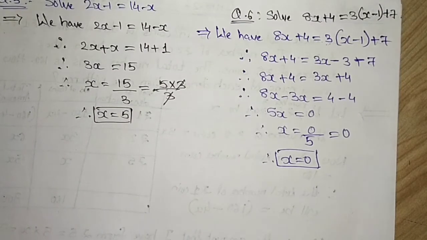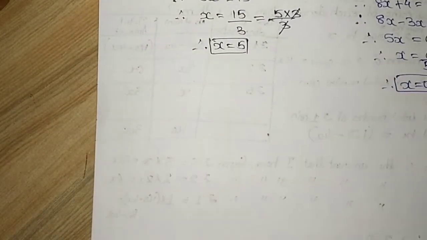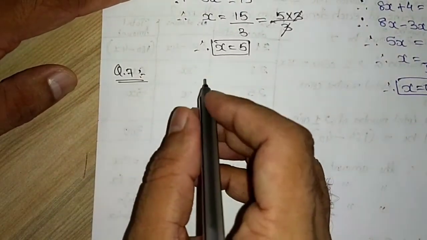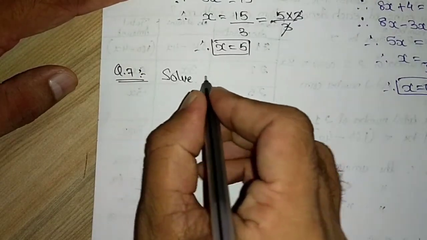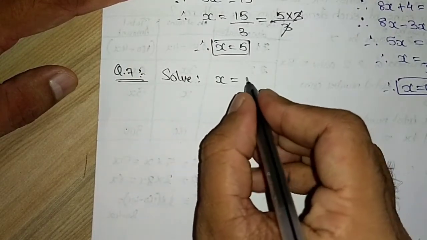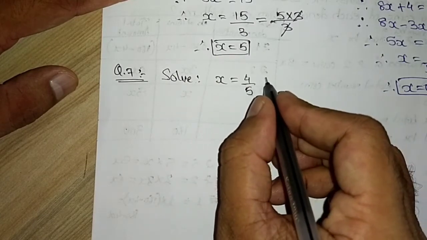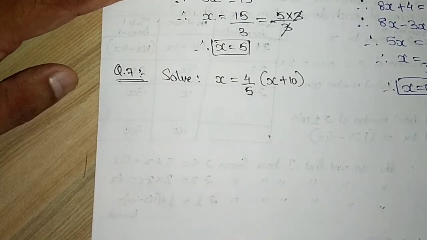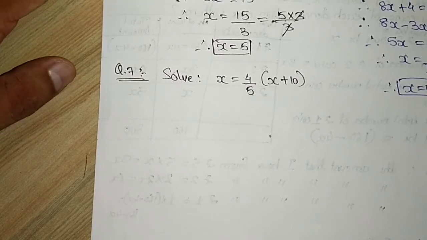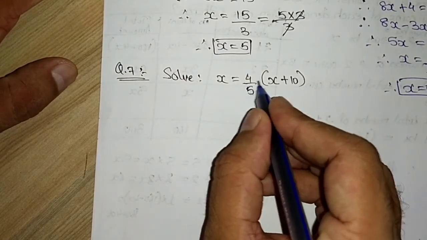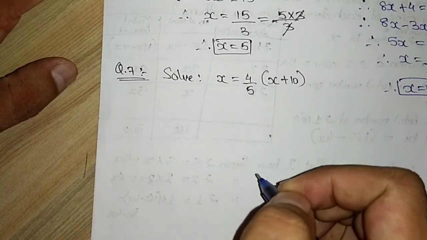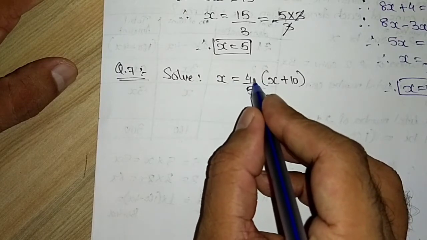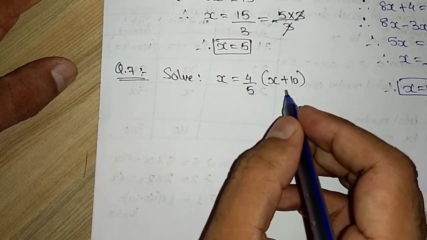Now let us move to the 7th question of exercise 2.3. Question number 7 says solve x is equal to 4 divided by 5 into bracket x plus 10. Here students, you can solve by multiplying 4 by 5 in the bracket, or you can take 5 to LHS and keep 4 as it is and then multiply 4 to the bracket. You can do any way.